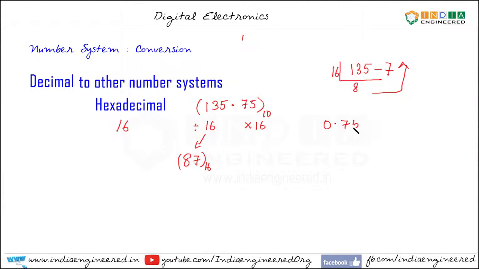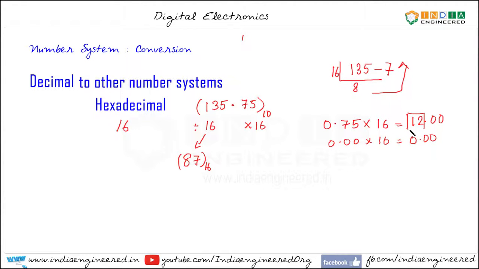Now for the fractional part, 0.75 times 16 gives us 12.00, and we do not have any fractional part left, so 0.00. There is no point in multiplying it by 16 and continuing, so we are done with it.